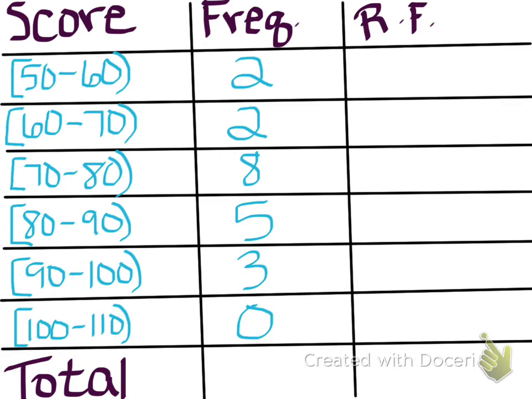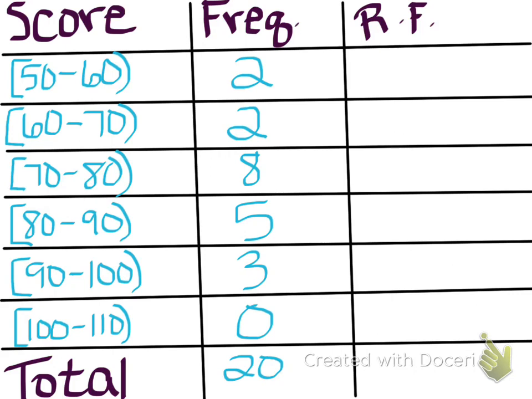Okay, and now I can do a check and make sure that I didn't miss any numbers by adding up this frequency column. So 2 plus 2 plus 8 plus 5 plus 3, that equals 20. And according to the instructions, I have 20 students that I'm looking at. So that's good. That means I didn't miss anything.